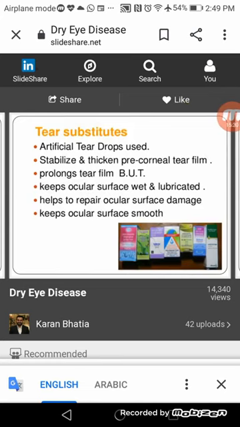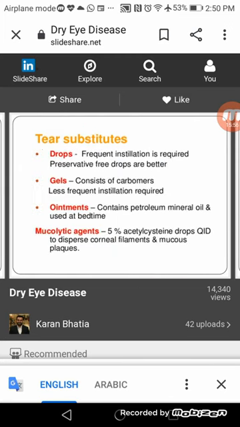Of course, management is with the doctor in the clinic, but in the pharmacy, people will mostly rely for a certain period on lubricants and artificial tears to keep the ocular surface wet and lubricated, help repair ocular surface damage and smooth the ocular surface. The tear substitutes could be drops, gels, ointments, even mucolytic agents, which are 5% acetylcysteine drops 4 times a day to disperse corneal filaments and mucus plaques.